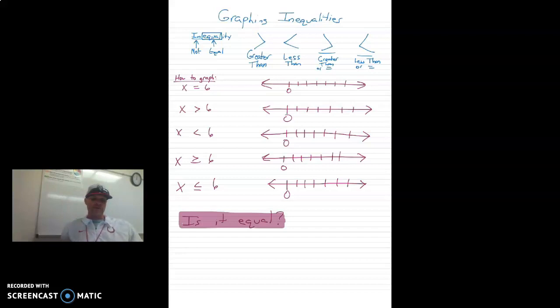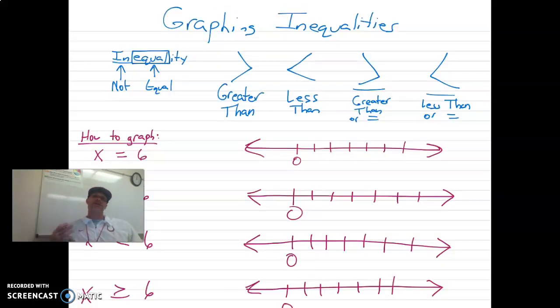So let's look at the first one. X is equal to 6. So if I said, hey, here's a number line, I want you to graph the number 6. Okay, first off, we're going to have to put where 6 is. It would be right there. Where's number 6? Put a dot on 6. You would very simply walk up and put a dot right there on 6. Okay, or a circle or whatever you want to call it.